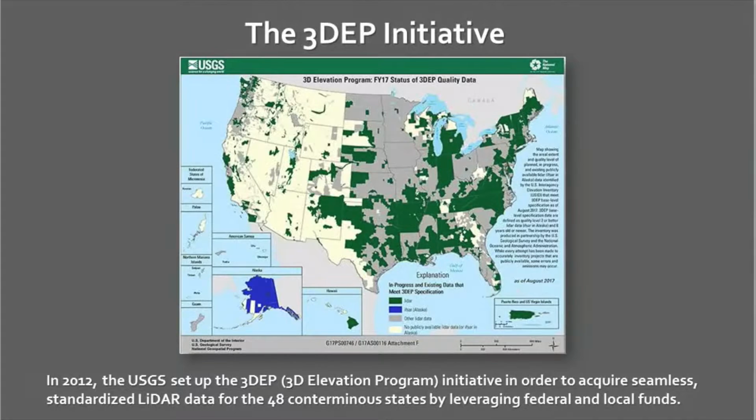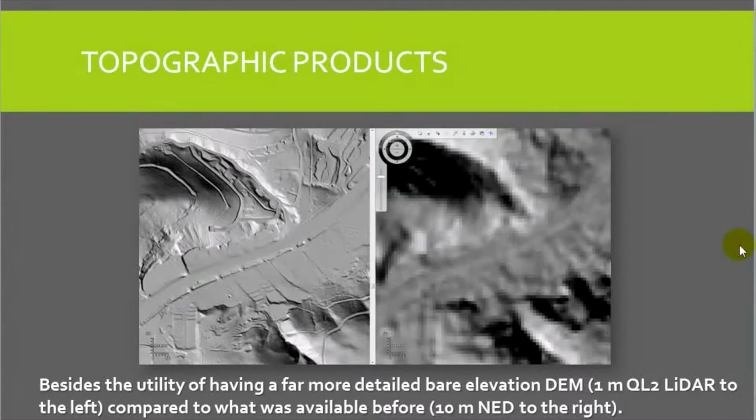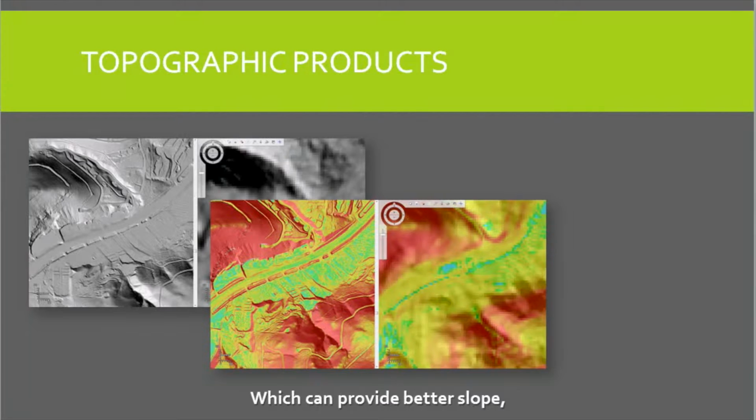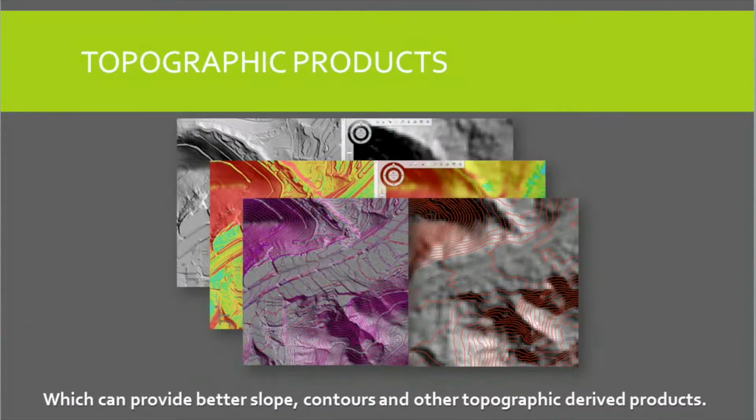This data provides 1 meter spatial resolution digital elevation models, as you can see to the left. This compares favorably to what we see on the right, which is the old digital elevation model. The elevation data here provides much better capabilities, including better slope maps, better aspect maps, contours, a whole realm of different kinds of data products that have now become available to the user.